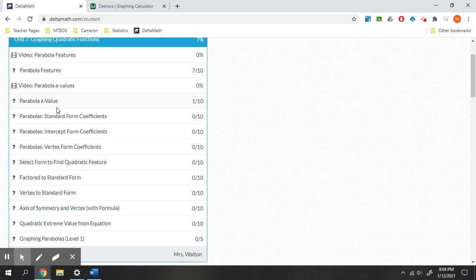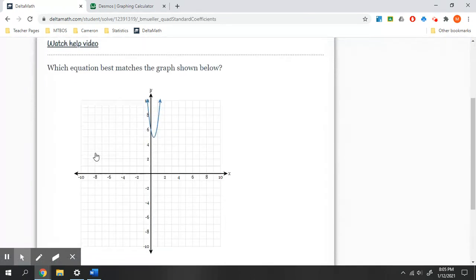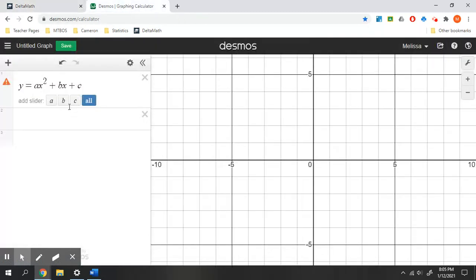Hello, this video is going to be going over one of the forms of a parabola. This one we are going to talk about first is called standard form. Now, standard form of a parabola is going to look something like this: ax squared plus bx plus c. Now, I'm going to go ahead and just write one in here, y equals 2x squared plus 3x minus 1.